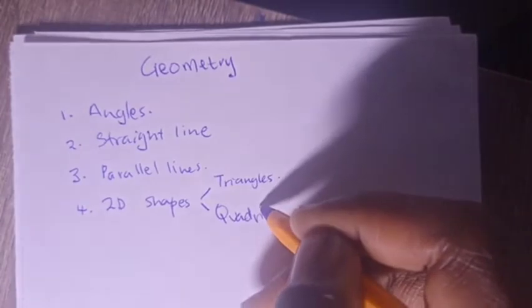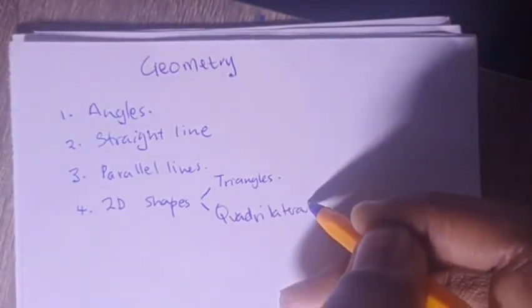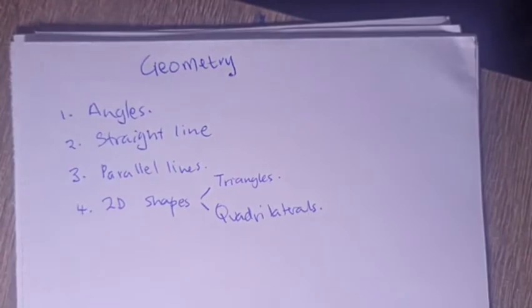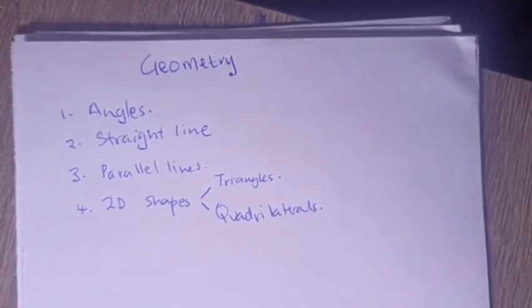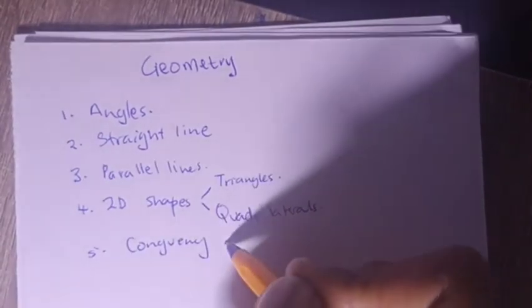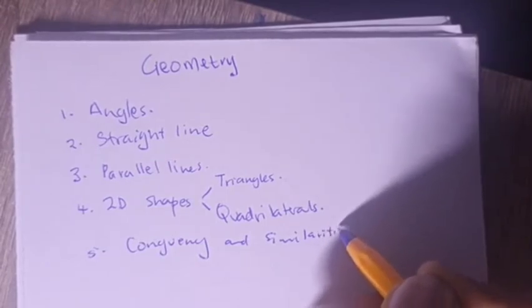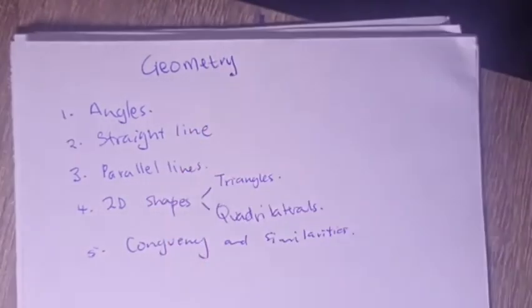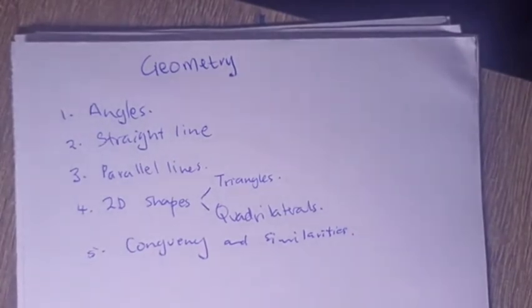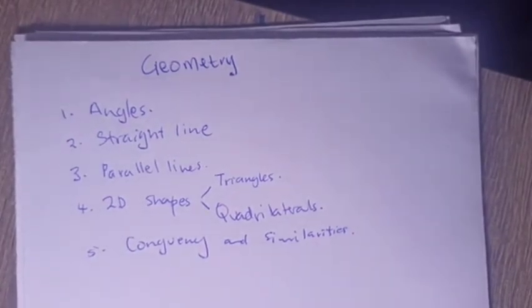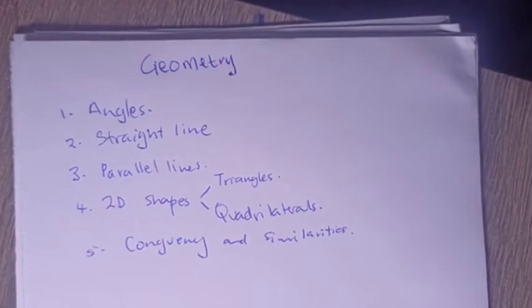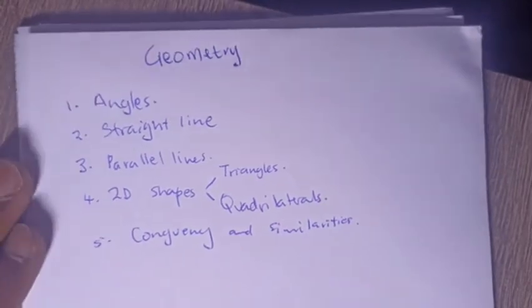And we're going to do quadrilaterals. Quadrilaterals are shapes that have 4 sides or 4 angles. We talk about parallelograms, your rectangle, your square, and all of that. Then we deal with congruency and similarities. So these are very important topics that you need to know under geometry. Some of you must have done certain topics here, but we need to make sure that you are covered with every bit of it.